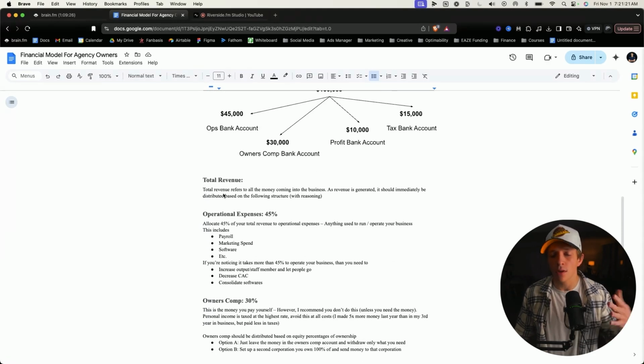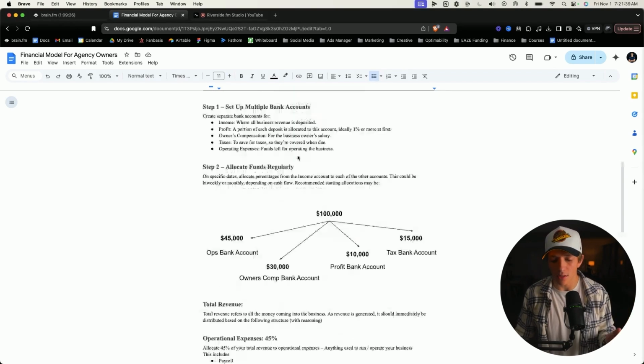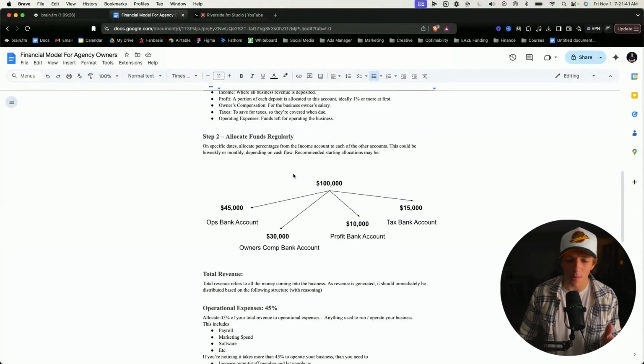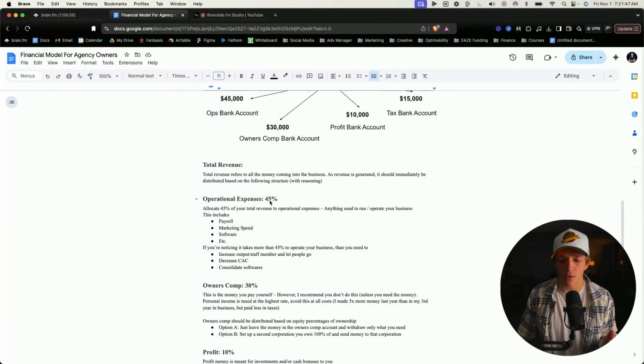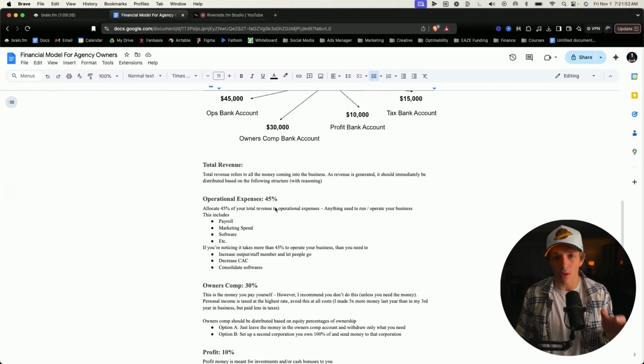Okay. So total revenue, pretty simple, pretty straightforward. That's the amount of money that you make. So when you close somebody for $5,000, it's $5,000, or I guess $4,900-something minus your Stripe fees or whatever that case may be, right? So as that revenue is generated, it's immediately going to be put into your main account, right? As you can see here, this is our main group right there. All the money goes into there. Then once we do that, I don't actually do this, but my business partner will. He'll come in here and he'll allocate 45% of that revenue to operational expenses. And this is for anything related to running the business. So it includes payroll, it includes marketing spend, it includes software, etc.